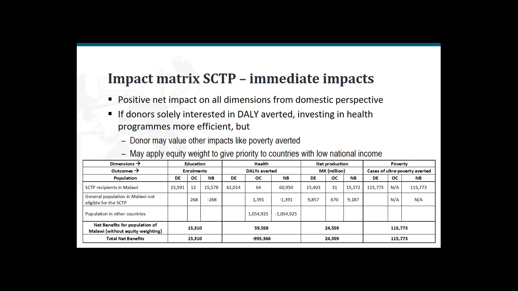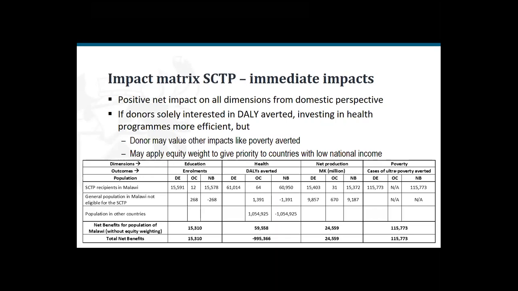And then you can see for the other dimensions that the impacts are positive in terms of net production and poverty as well. So in this case, if we look across the different remits of the different stakeholders, it seems that most of the domestic stakeholders would be aligned in their support of this policy, but the international donor may not be aligned in support of this policy if we characterize them as being solely interested in DALYs averted.